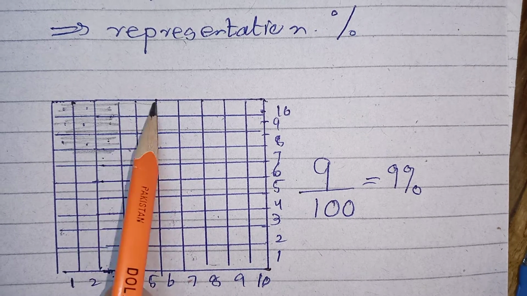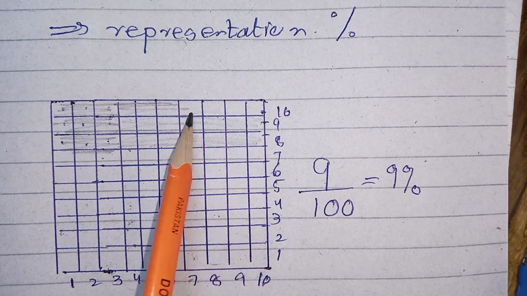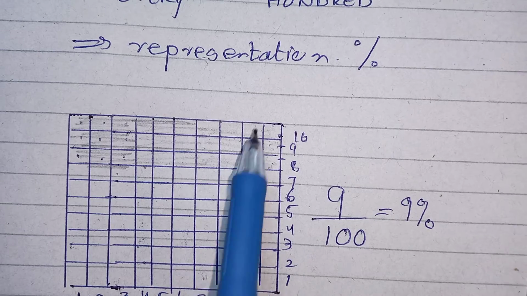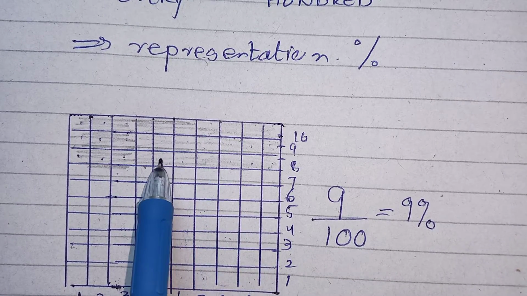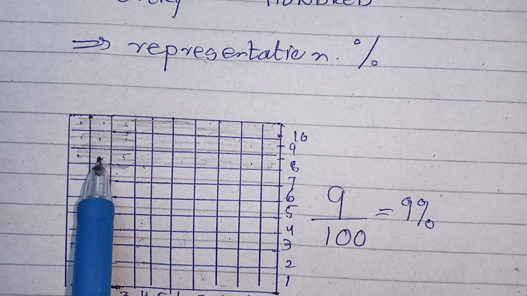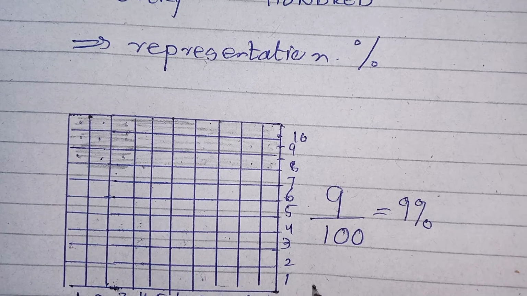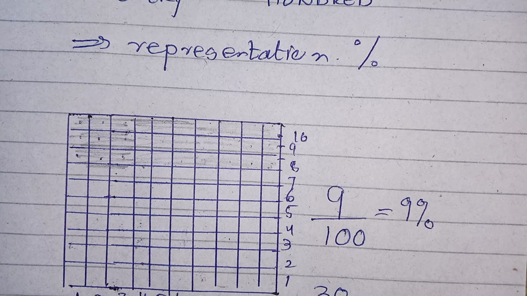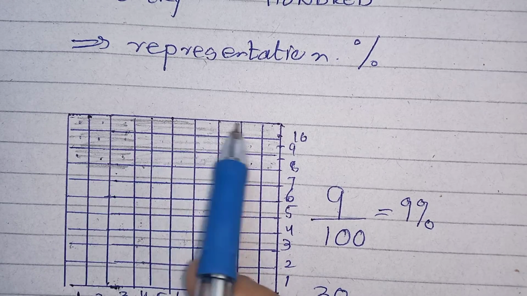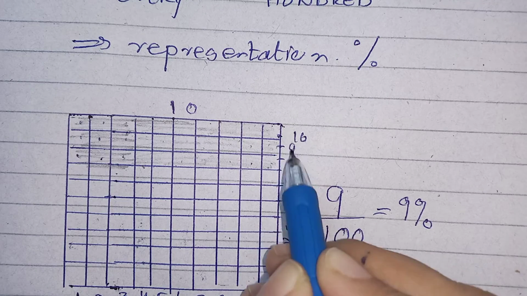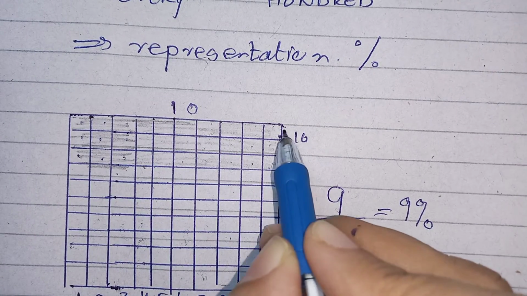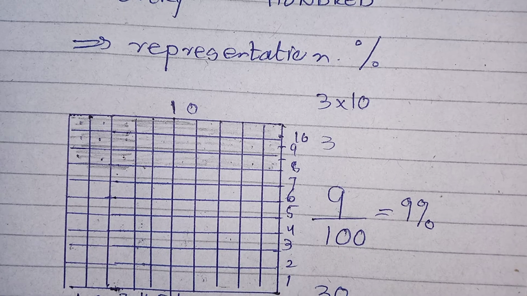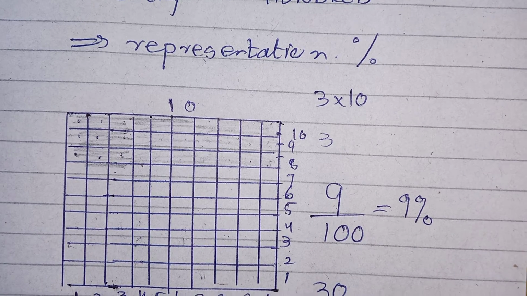Now let's add some more area and start counting it. 1, 2, 3, up to 30. So it means 30 out of 100 parts. But you can do it by a simple method also. Over here we have 10 rows and 10 columns, and 3 columns are shaded. So simply I can multiply 3 into 10 and directly get 30. There is a direct method also to write it down.